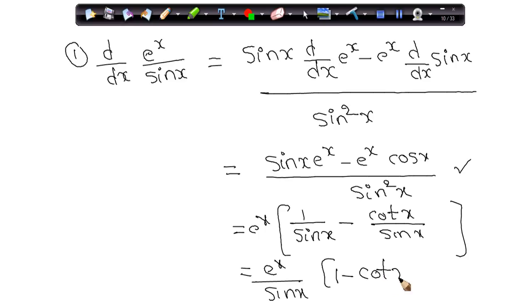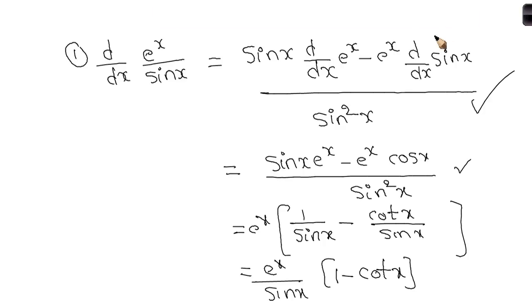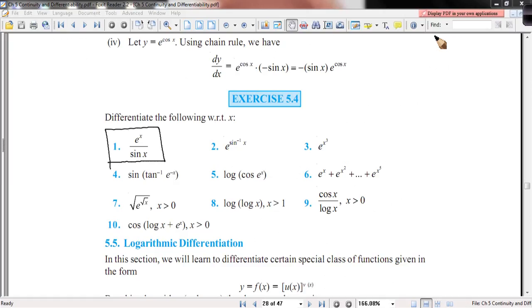Make sure you solve the first step correctly: the application of the quotient rule and the differentiation of e power x and sin x. The rest of it is algebra. There is no calculus in this, just simplifications, which I am sure you can make correct without major difficulty. Okay, good. Next question now.